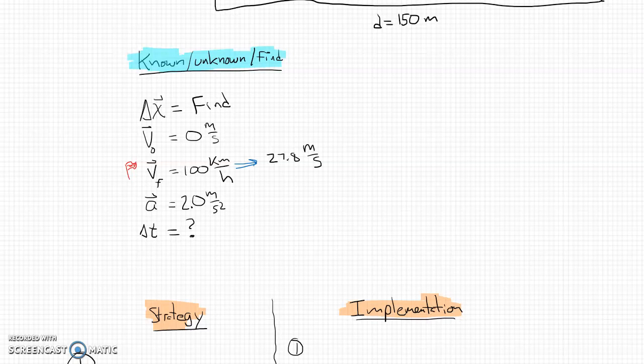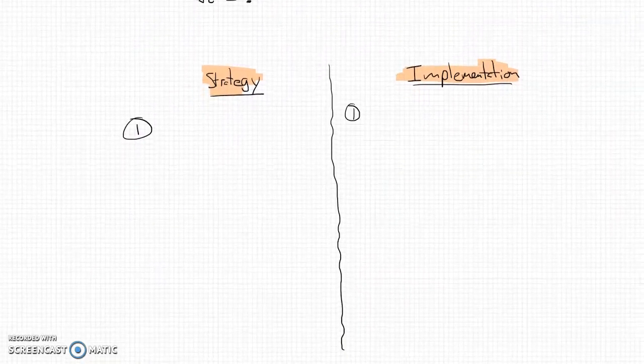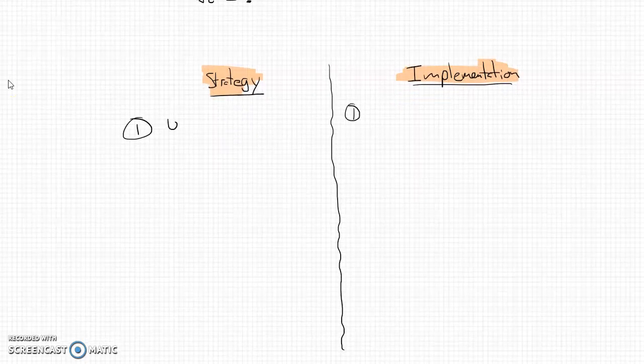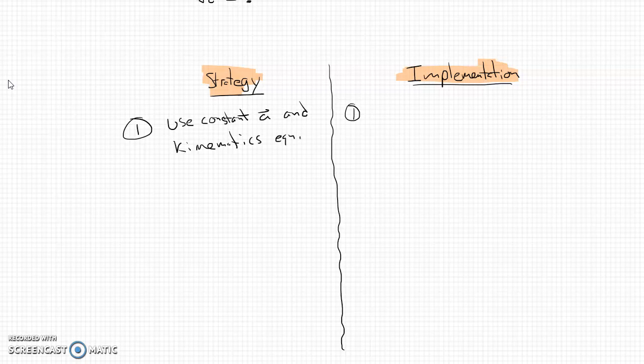All right, and so let me explain a little bit more here as I get into my strategy. Basically, I can use constant acceleration. That's usually a good assumption in our kinematics problems. Use constant acceleration and kinematics equations. And we're going to then compare the delta x that we find.